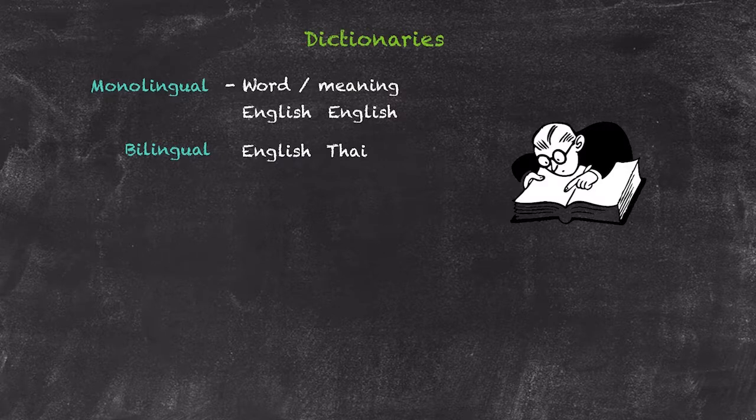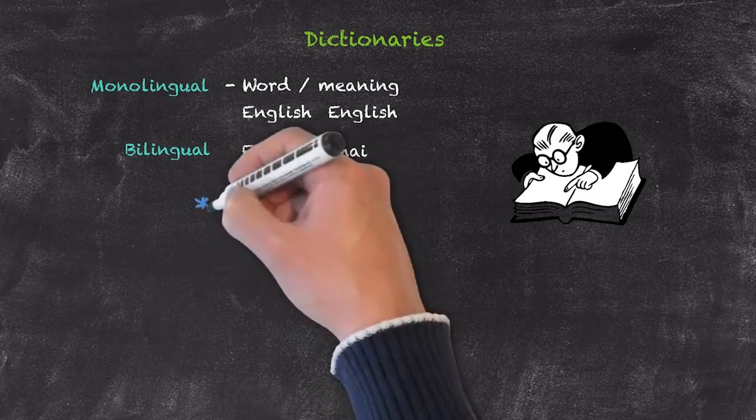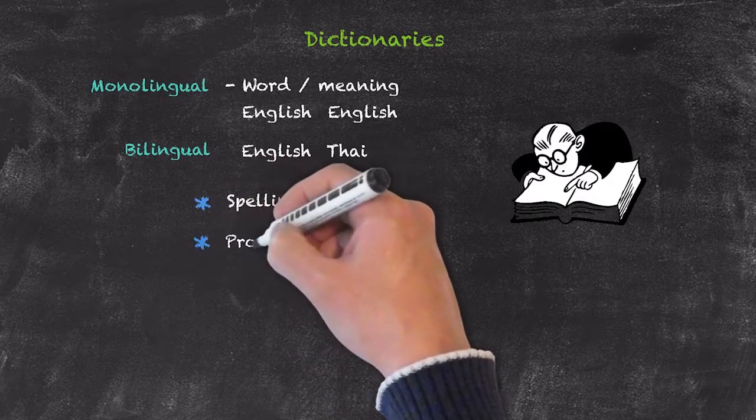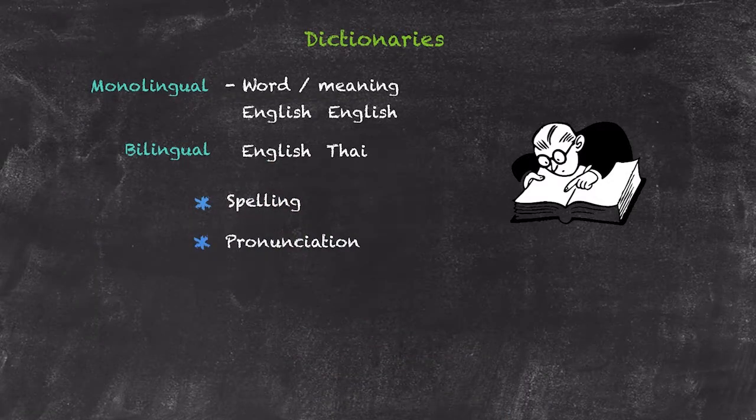So what can we use a dictionary for? Well, within the dictionary itself, obviously we can get things like how words are spelled, so the spelling of the word. We can also get the pronunciation of that word, because most dictionaries will involve the phonemic symbols that go along with that word, and it's very helpful for the students to be able to pronounce it correctly.